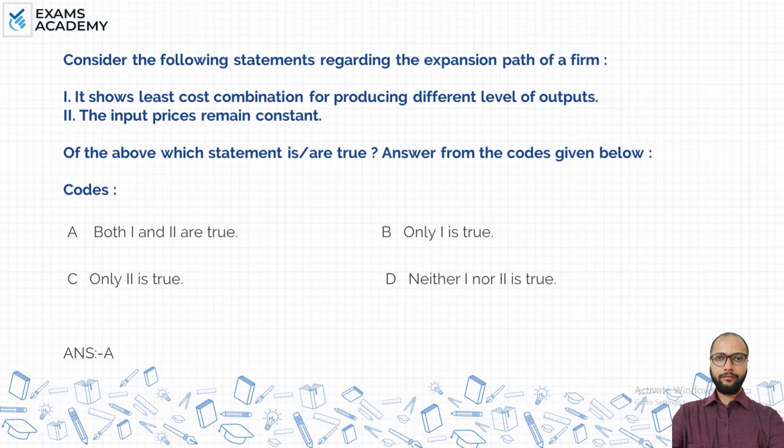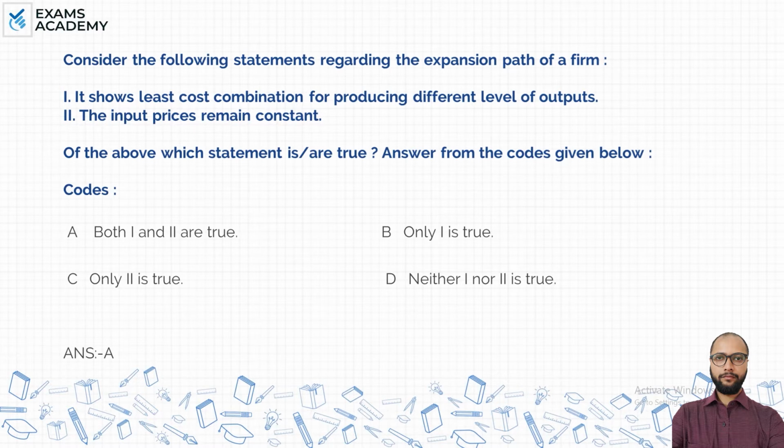First code is both are true, option B is only one is true, option C is only two is true, option D is neither are true. You can see on the screen the option that is correct is option A, which is that both the statements are true regarding expansion path of a firm.